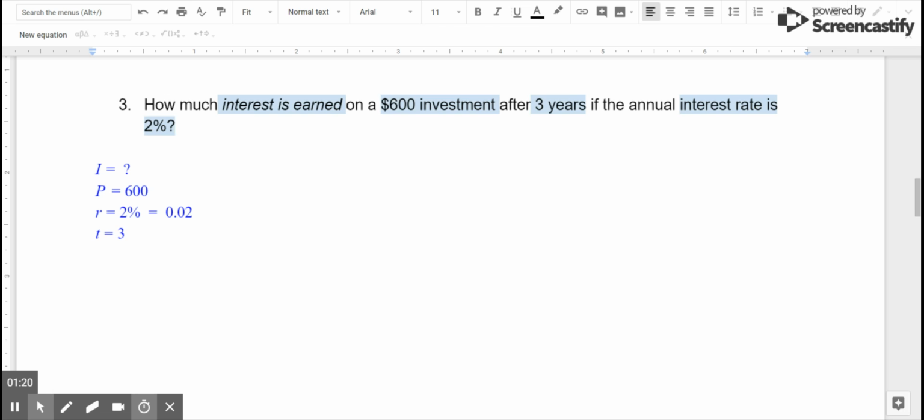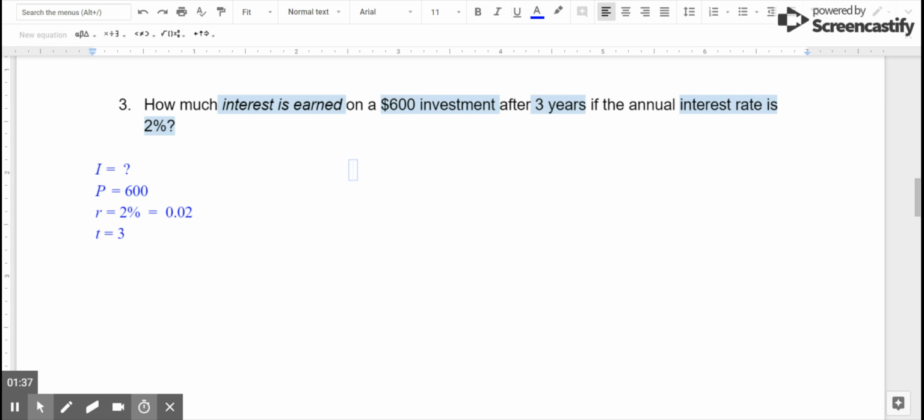A quick note: if it doesn't say whether the interest rate is annual or not, you should assume that it's annual. Usually they're given to us in terms of years. If it's not in years, it will tell you in the problem. So if it doesn't say, assume that it's given in years.